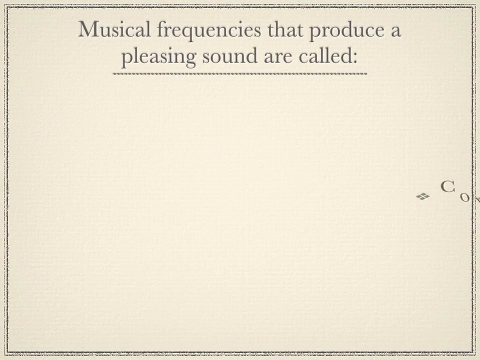Musical frequencies that produce a pleasing sound are called consonances. Consonances make pleasing sounds. These would be like the chords that you make in music. So when you play a chord, the notes all go together. It makes a pleasing sound. Everybody smiles and wants to sing along.